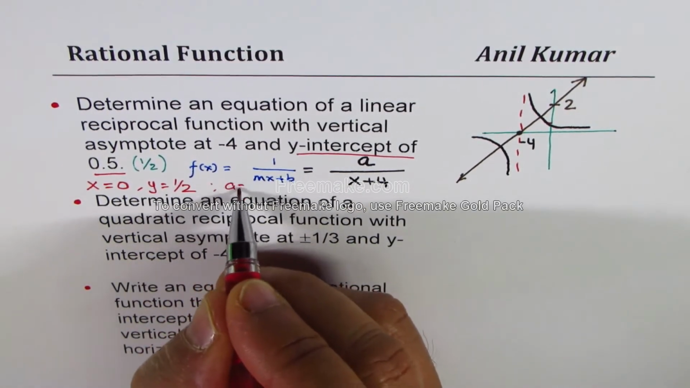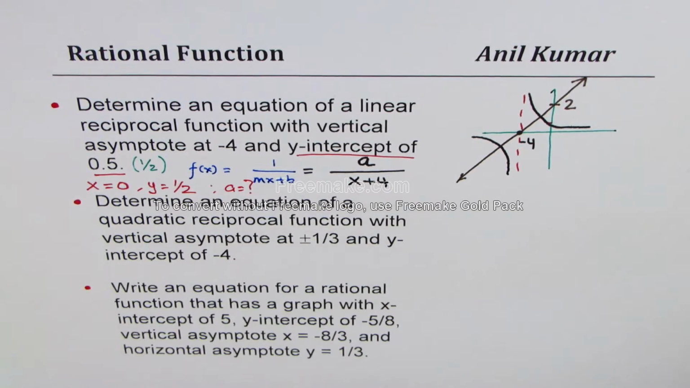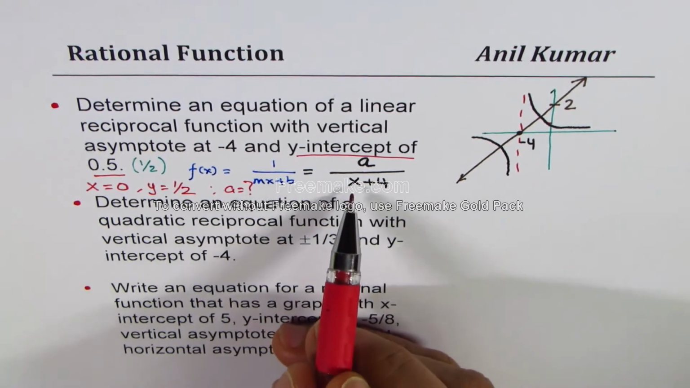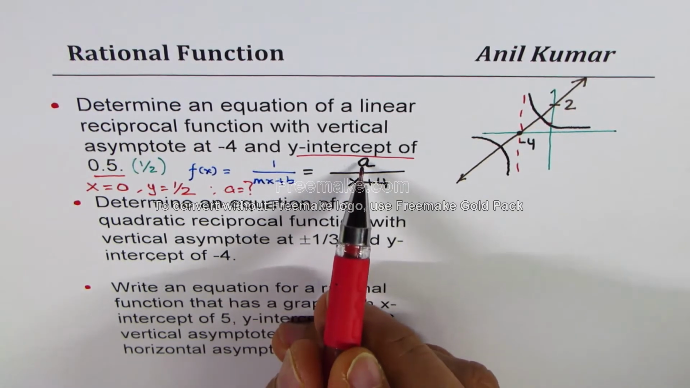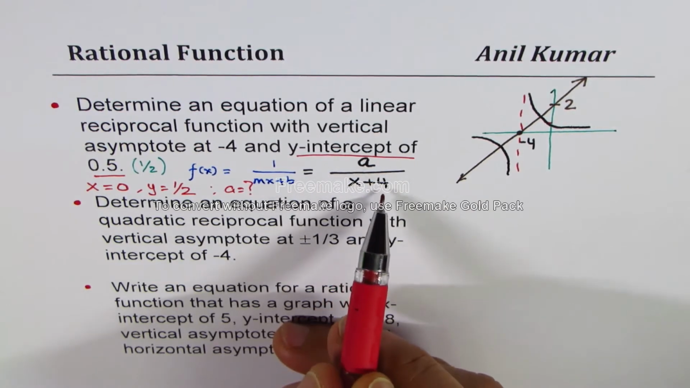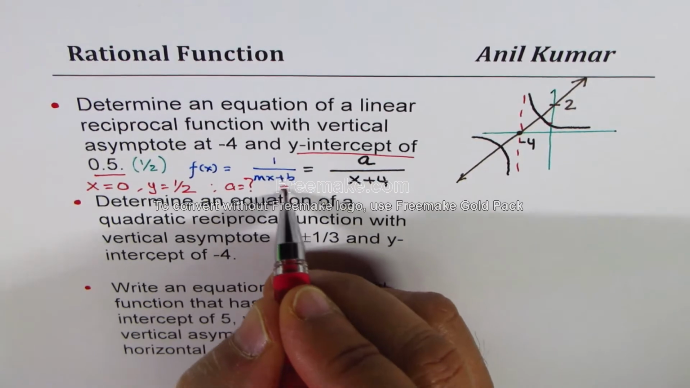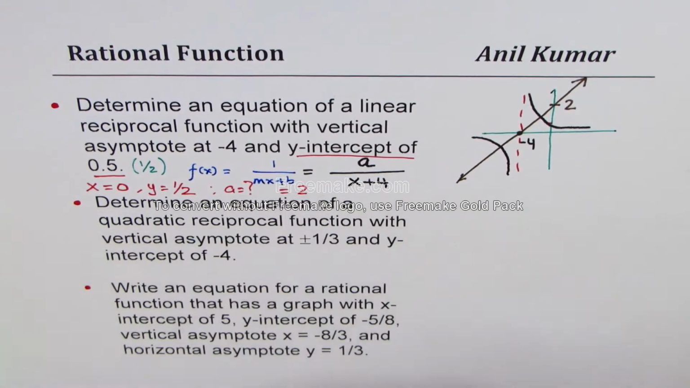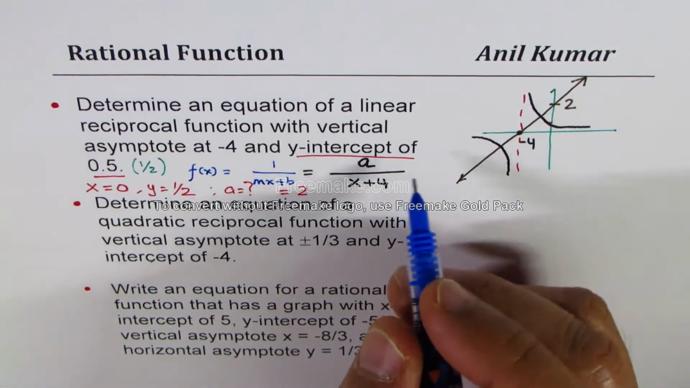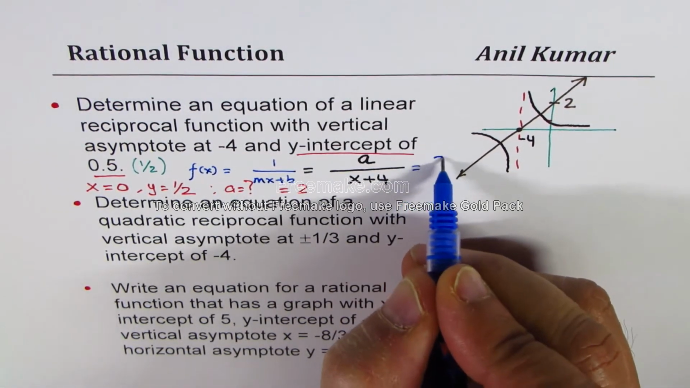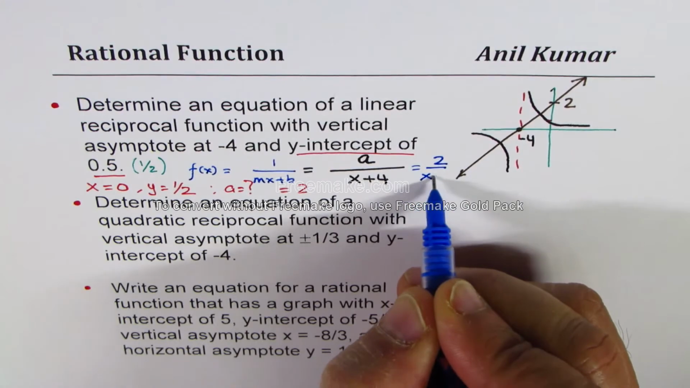So what should be the value of a? That is what I'm going to answer. So if I put x equals 0, I really get a over 4. To make it half, I should write a as 2, correct? So what I get here is that a should be 2. Is that okay? And that is how I get my equation. And therefore, this function should be 2 over x + 4.